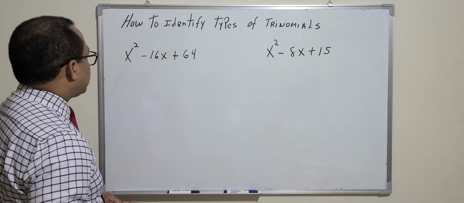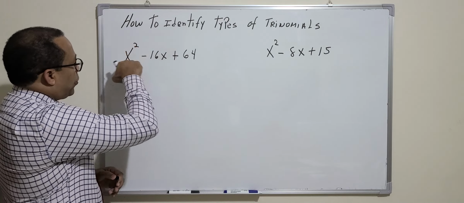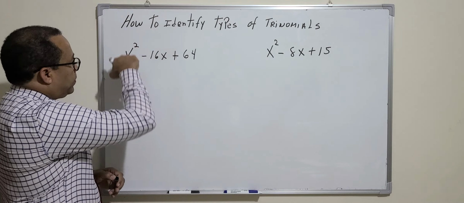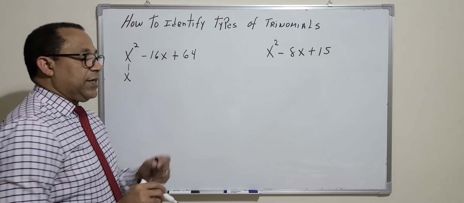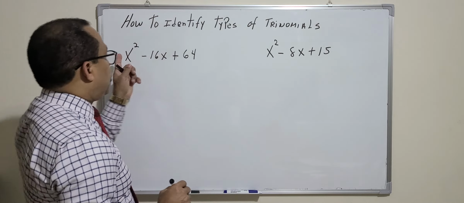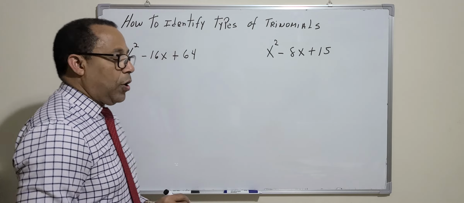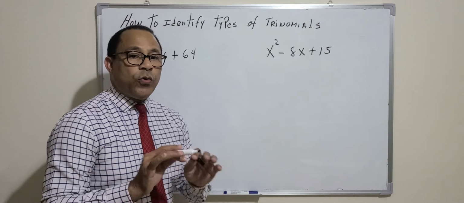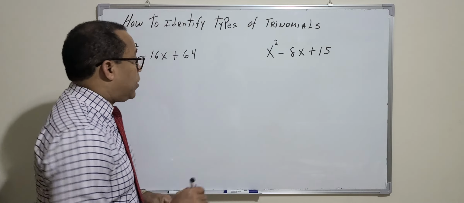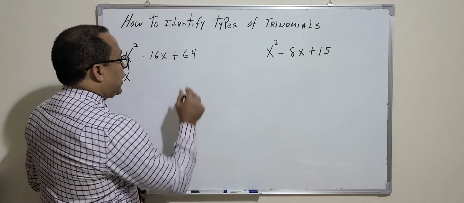Number 1, the first term has a square root. The square root of x to the second power is x, as we know. Second step, the third term also has a square root. The square root of 64 is 8.